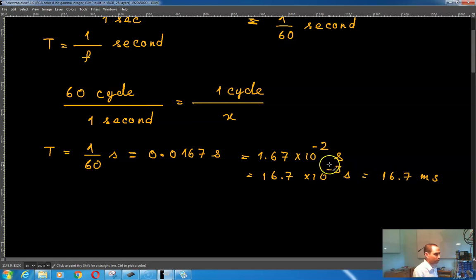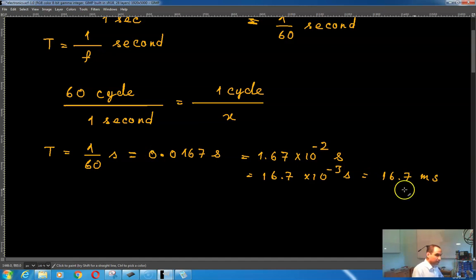In electronics, you want to write your number in such a way that it becomes something like a millisecond, or a microsecond, or a nanosecond, or a picosecond, or something like that. So usually you want to write your numbers so that you get a multiplier of 10 that has a power of -3 or -6 or -9 and so on, right? And then you can write it as, for example, 16.7 milliseconds.